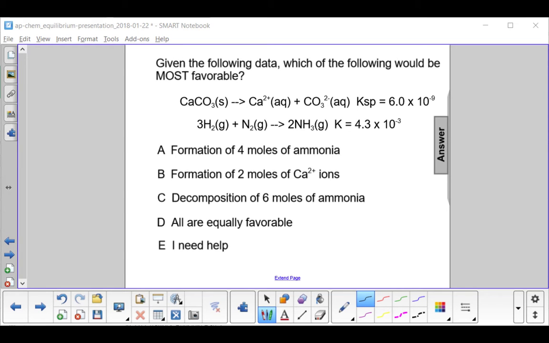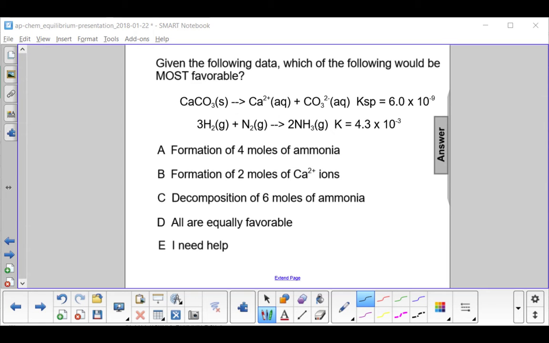Given the following data, which of the following would be most favorable? So we have dissolving calcium carbonate as our forward reaction and the formation of ammonia as our forward reaction with the given values of K. And remember that the smaller the K, the more that the reactants are favored, and the larger the value of K, the more favorable or the more the products are favored.